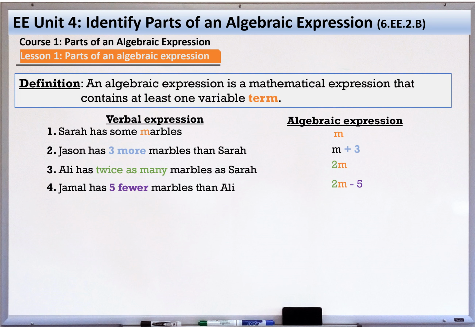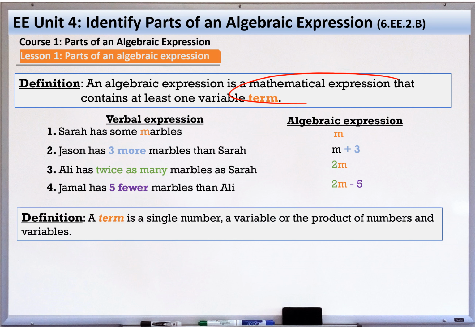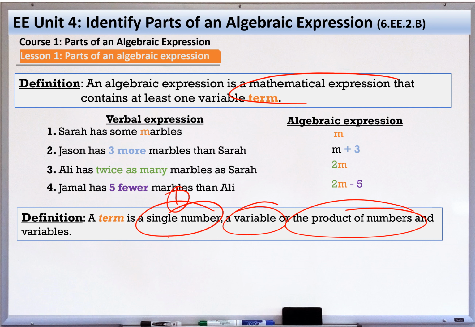An algebraic expression is a mathematical expression that contains at least one variable term. And there are 3 things that can be a term. A single number can be a term, a variable can be a term, or we can multiply a variable and a number. So we can look for a single number, we can look for the product of numbers and variables, or a variable. That will give us the 3 different types of terms.